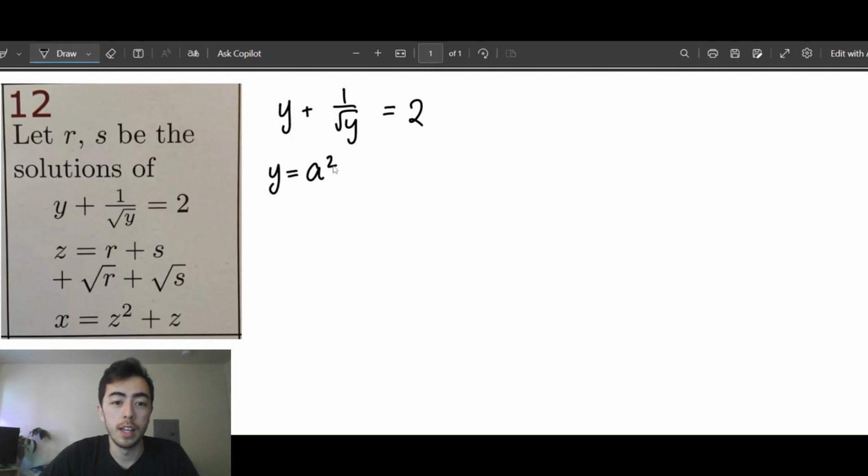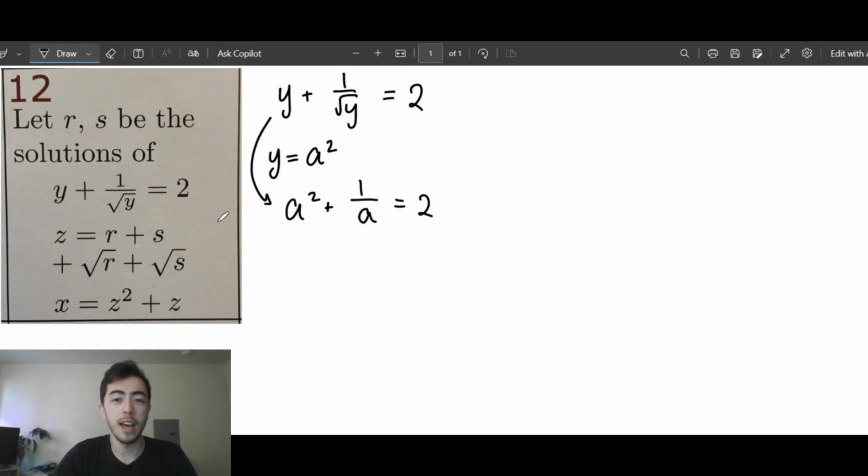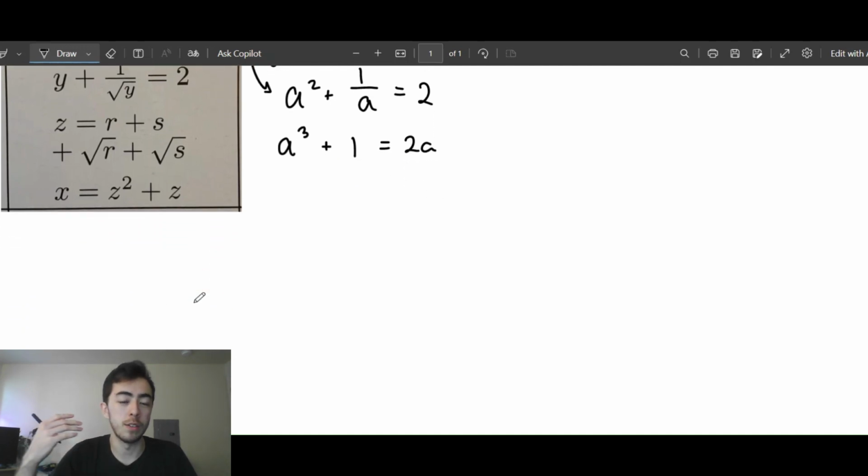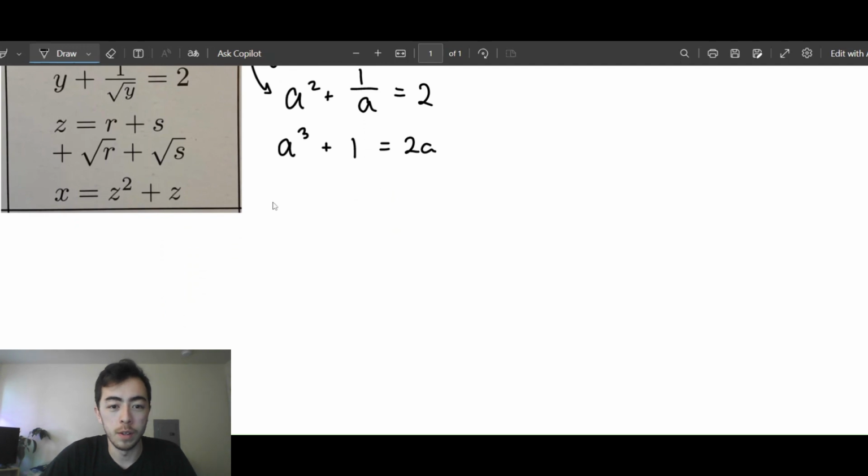Then I could rewrite this as almost a polynomial, I think. I'll get a squared plus 1 over, and then the square root of y is just going to be a. So 1 over a equals 2. And then here, if I multiply everything by a, I'll finally get a polynomial. I'll get a cubed plus 1 equals 2a. And usually when I solve polynomials, I like to write them in standard form. And so I'll do a cubed minus 2a plus 1 equals 0.